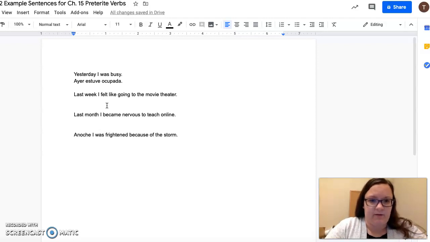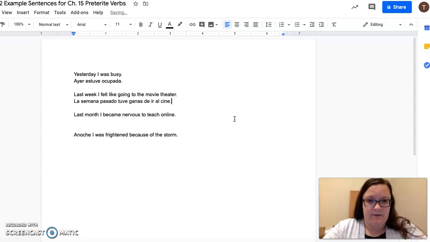So last week, I felt like going to the movie theater. This is going to be the tener phrasing, because what I'm going to use is like that example where they gave you the desire to go to the theater. I'm going to say tener ganas is the phrasing I'm going to take, and then I'm going to make it preterite. So I'm going to say la semana pasada tuve, because it's got to be past tense, ganas de ir al cine. Okay, so last week I felt like going to the movie, or I wanted to go to the movie.